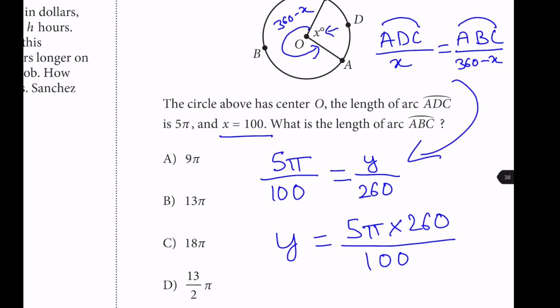And this is a no calculator section, so you'll have to do it yourself without using a calculator. You can get rid of this 0 and you can make this a 2. 5 times 2 is 10. And the last thing you can do is 2 times 13 is 26. So the answer is 13 pi, and that's B.